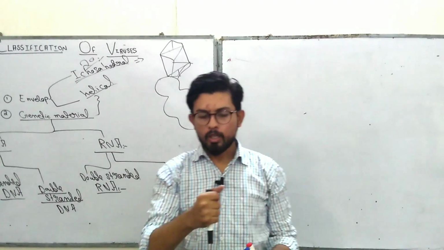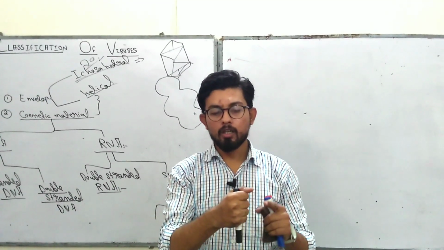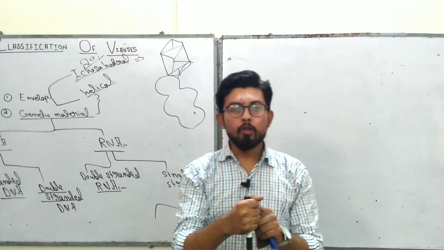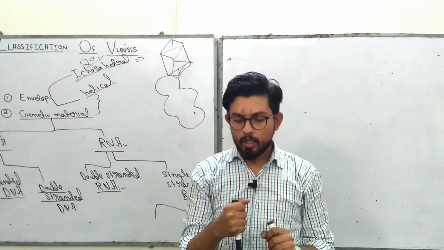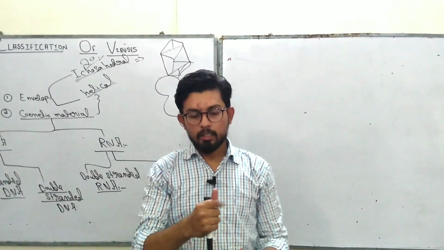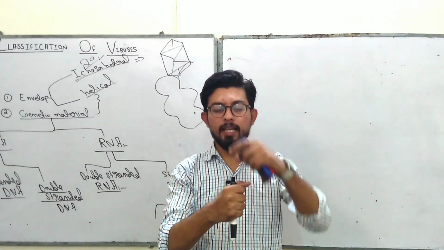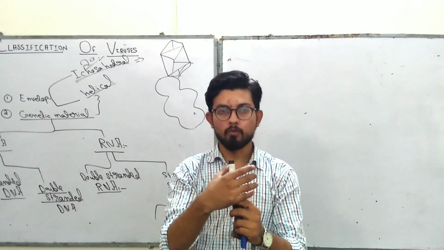Yes, the envelope is found, and this envelope is either icosahedral or helical. If it is icosahedral, the shape is triangular, and 20 triangles are found when you see it under the electron microscope. And helical envelope means the capsid is surrounded by an envelope that is just like a helix. Helical means it is just like a bag-like structure in which the capsid is found.